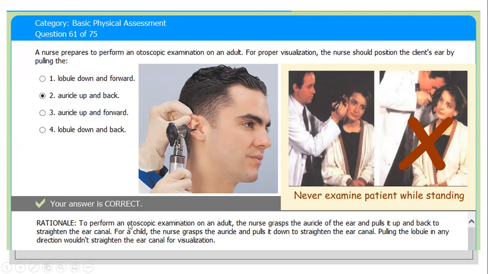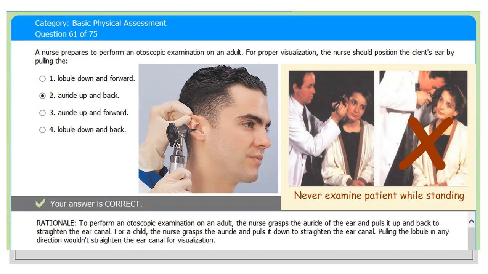So they said to perform otoscopic examination on an adult, the examiner pulls up the auricle, up and back to straighten the ear canal. For a child, the nurse pulls the auricle down. So in case of the child, the healthcare provider pulls the auricle down and straight to straighten the ear canal.